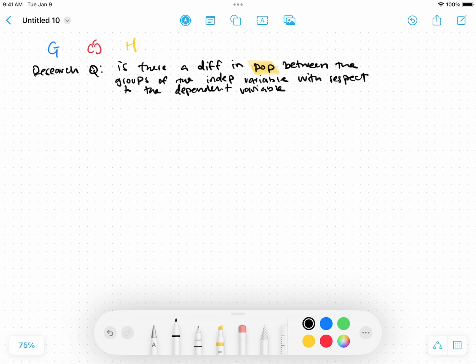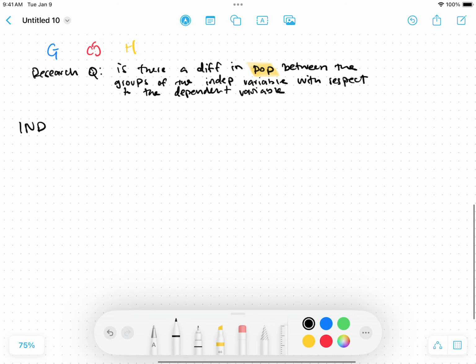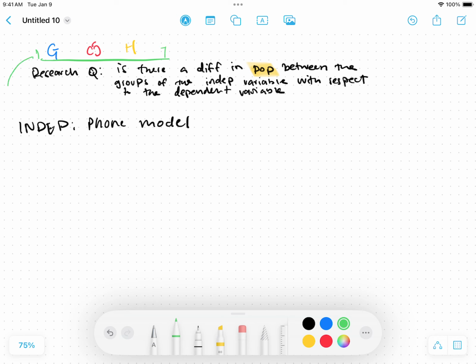Okay, so now let's define the variables. We have our independent variable, which is the phone model, basically these 3 right here. And we have our dependent variable, which is going to be the age of the users. So we're trying to see if, again, the phone model has any influence on age.